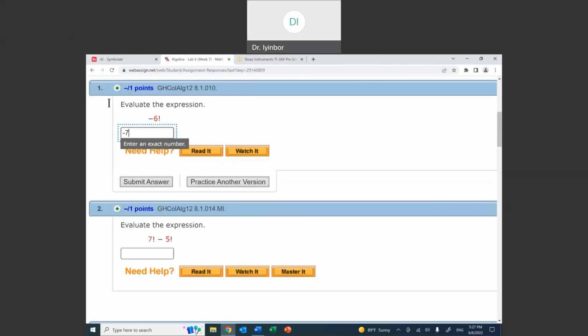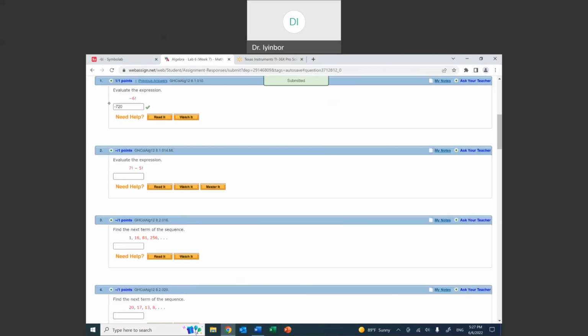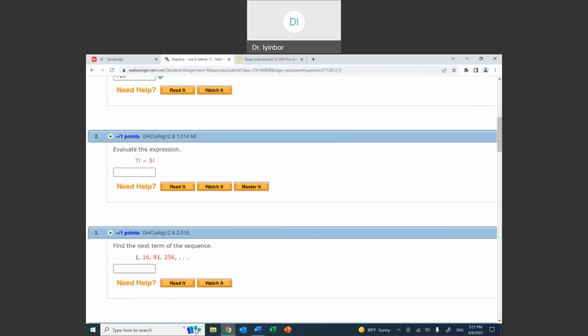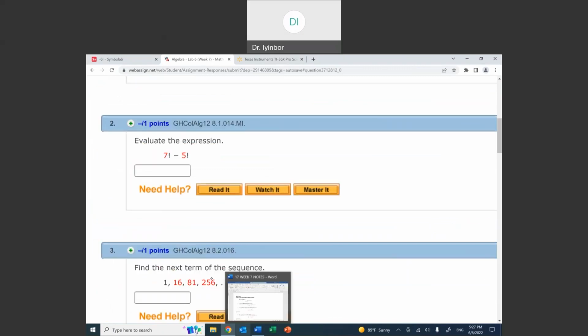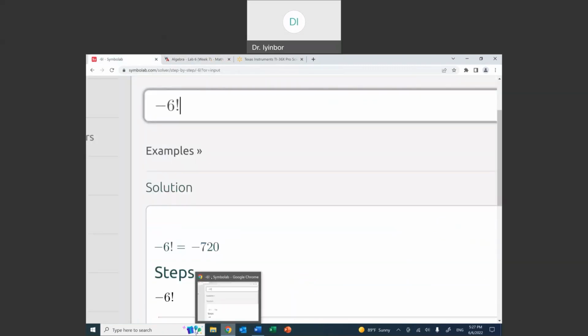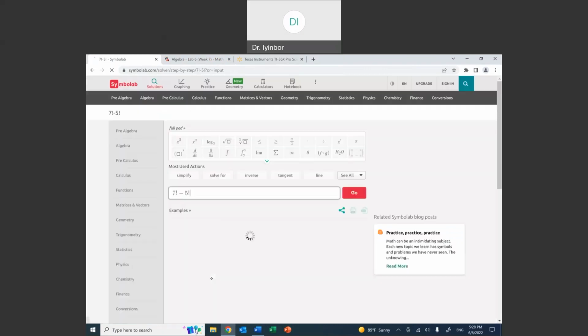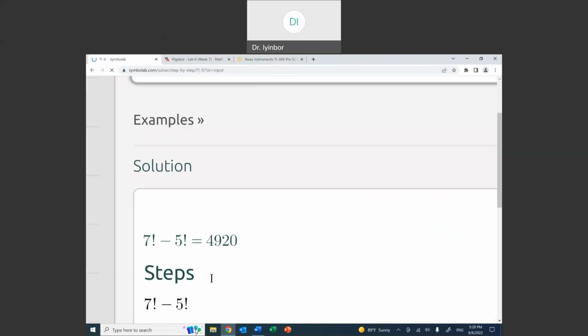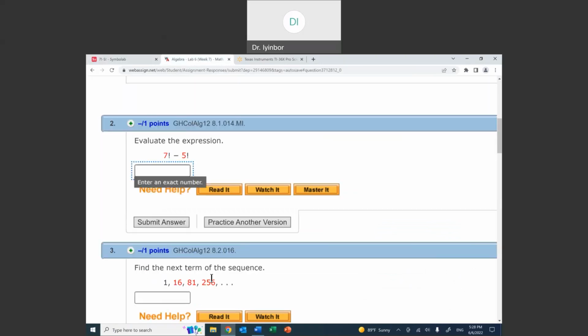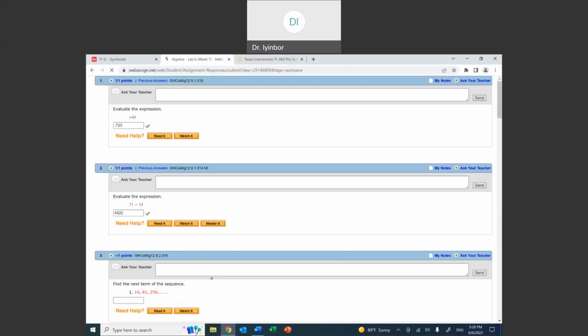You don't do anything, just calculate it. The same way you do number 2. Number 2 is another calculator one: 7 factorial minus 5 factorial. You just enter it exactly the way it is. You don't do anything else. So I'm going to go here: 7 factorial minus 5 factorial. And then the answer is 4,920. And that's my answer. So all these factorials, you just enter them the way they are, and that's it.